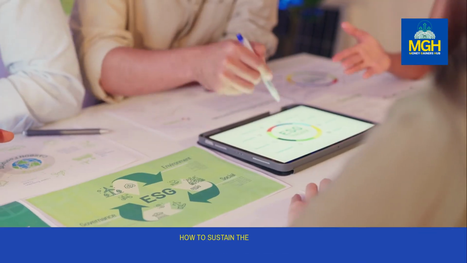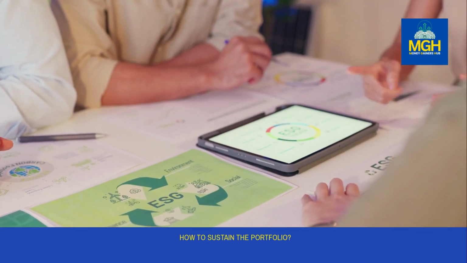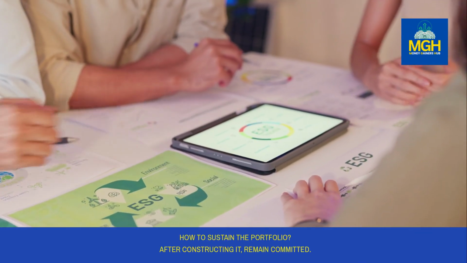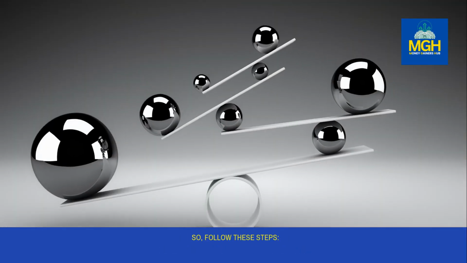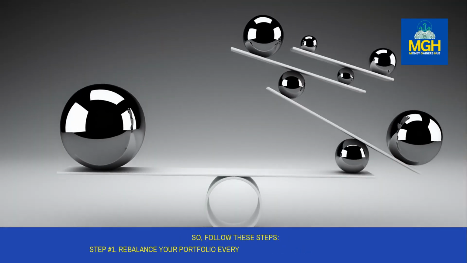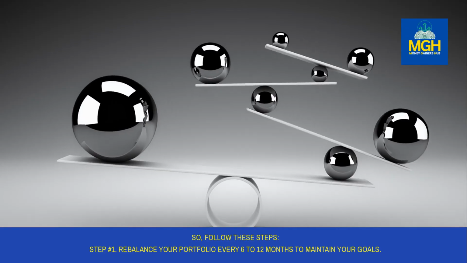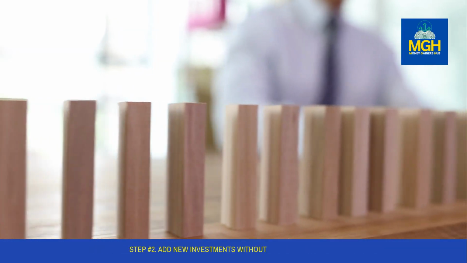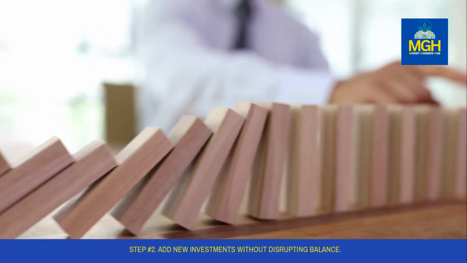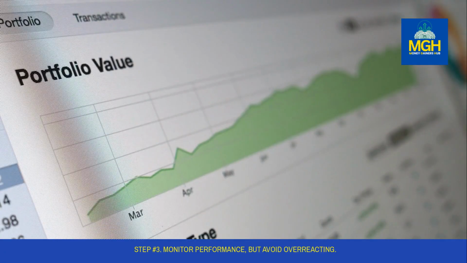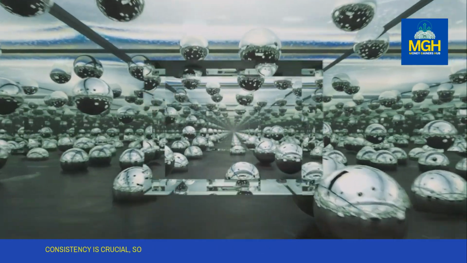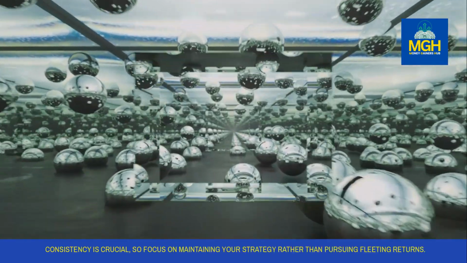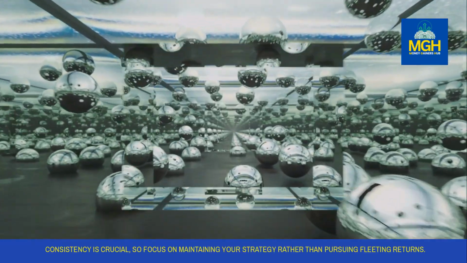How to sustain the portfolio. After constructing it, remain committed. So follow these steps. Step number 1. Rebalance your portfolio every 6 to 12 months to maintain your goals. Step number 2. Add new investments without disrupting balance. Step number 3. Monitor performance but avoid overreacting. Consistency is crucial, so focus on maintaining your strategy rather than pursuing fleeting returns.